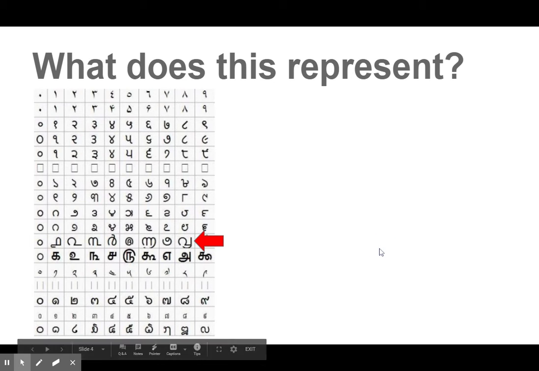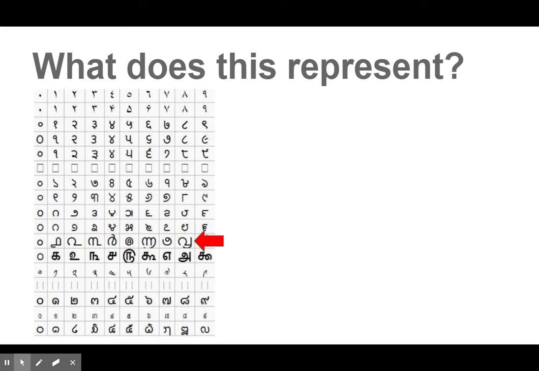Take a look at these drawings here. We've got a bunch of little symbols and pictures. The red arrow is pointing to one of them. What do you think that represents? Give yourself some time to think about that. Okay, so this is just your best guess. I'm going to give you some more information here, and let's see how your thinking changes.